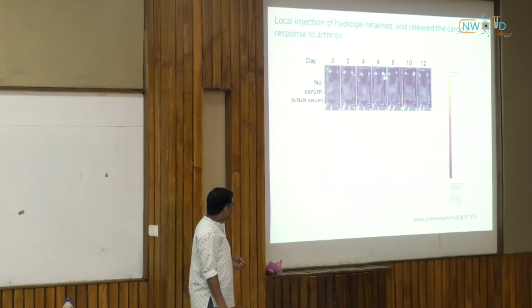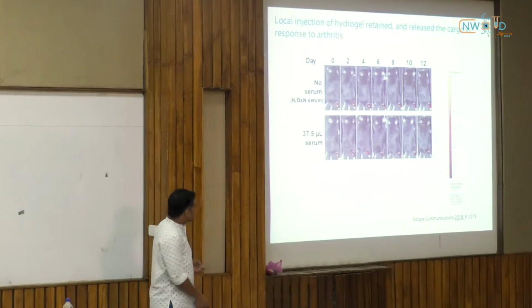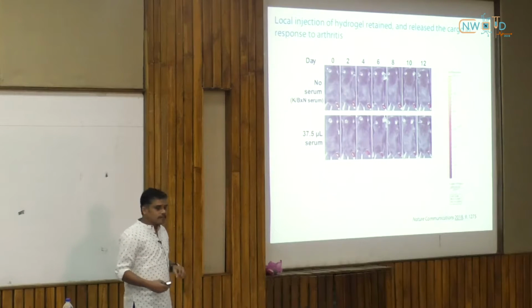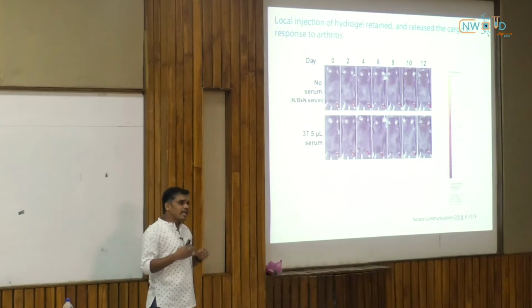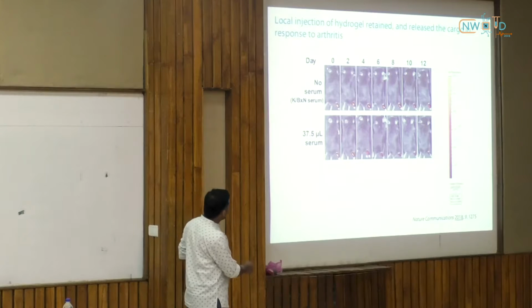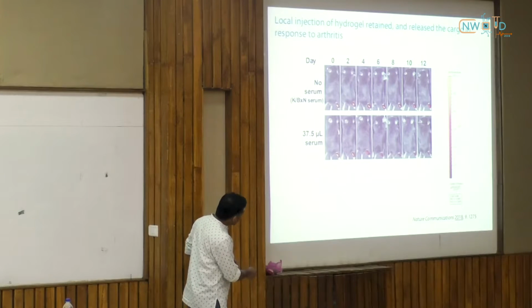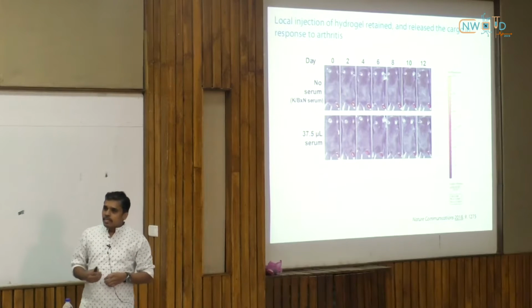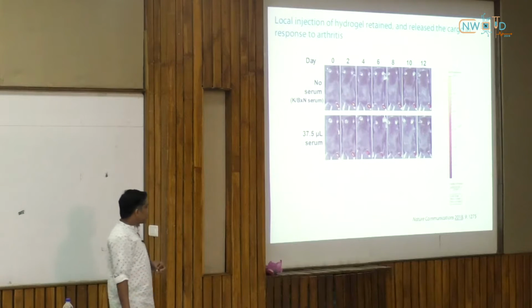But then one can induce mild arthritis by injecting a serum, around 37 microliters. This is K/BxN serum, which is known to induce mild arthritis from day 8 onwards. And as you can see, after day 6 or day 8, you can see a slow depletion of the signal, which suggests that whenever you get the mild arthritis, you can start inducing the release.